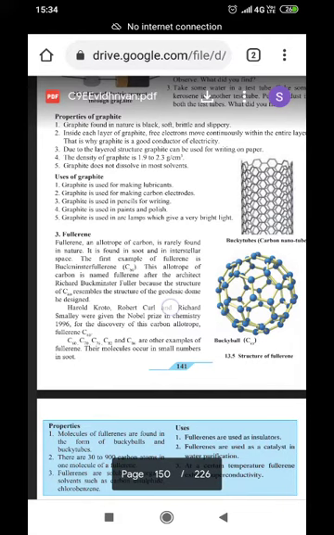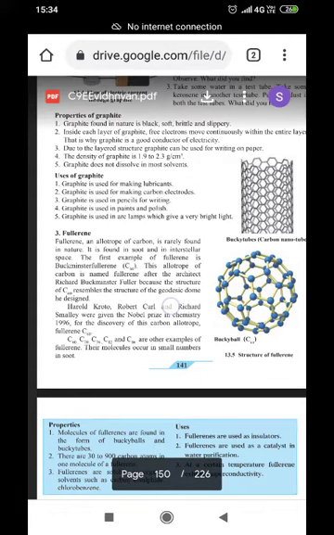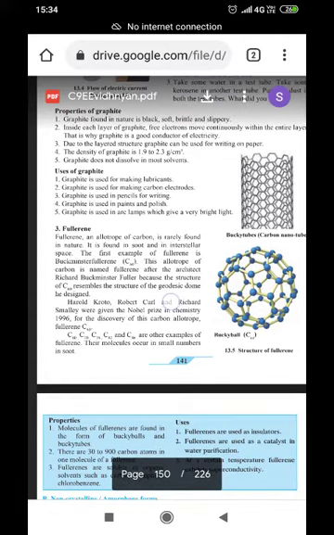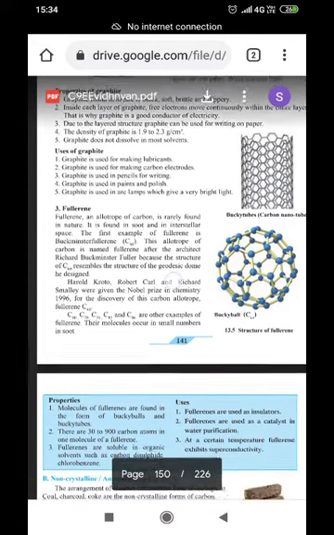The density of graphite is 1.9 to 2.3 grams per centimeter cube, and therefore it is not very hard. Graphite does not dissolve in most solvents. Diamond does not dissolve in any solvent, but graphite does not dissolve in many solvents, meaning in a few solvents it can be dissolved.